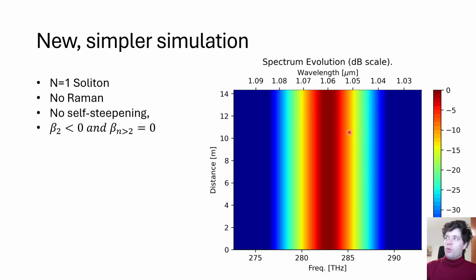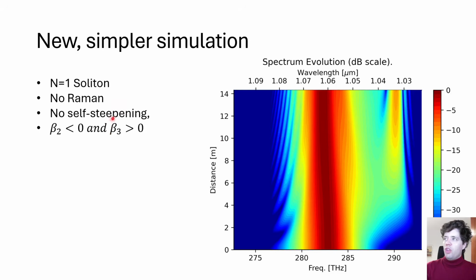Now, to highlight what's going on here, I've created a simpler simulation where we're launching a fundamental soliton into a medium where there's no Raman effect, no self-steepening, and where the value of beta 2 is negative, and there's no higher order dispersion terms at all. In that case, the signal of course just evolves as an ordinary soliton where no change occurs in the spectrum.